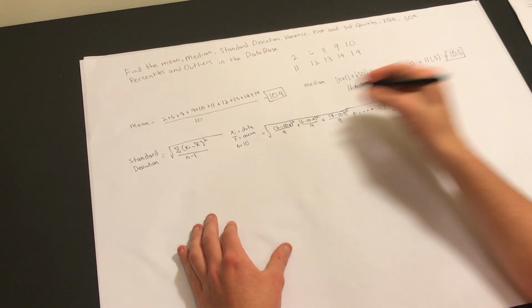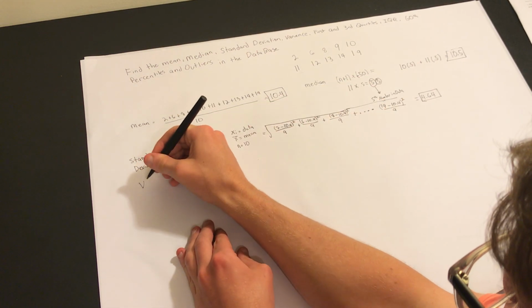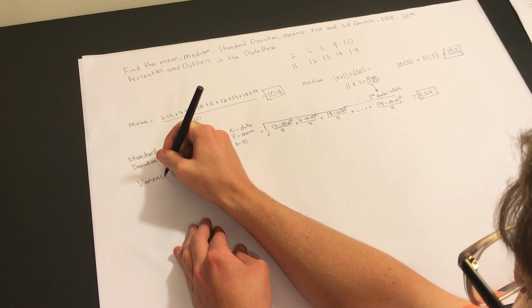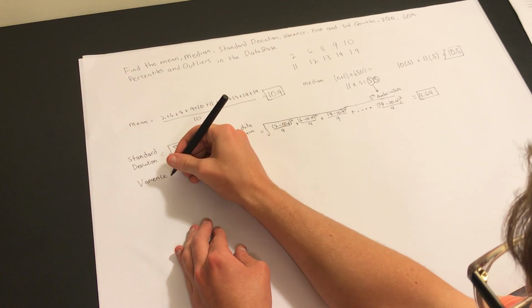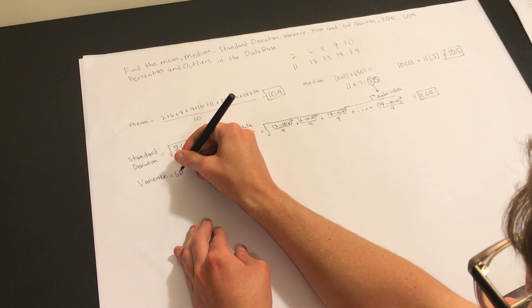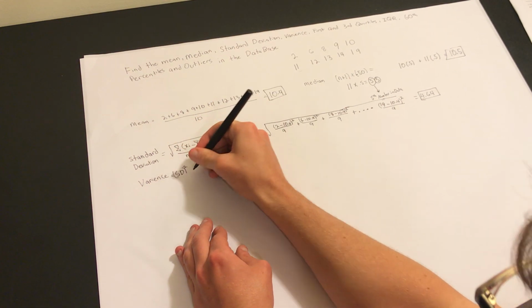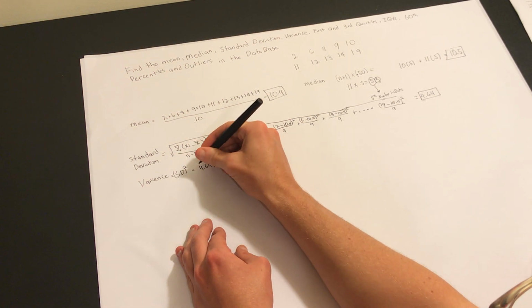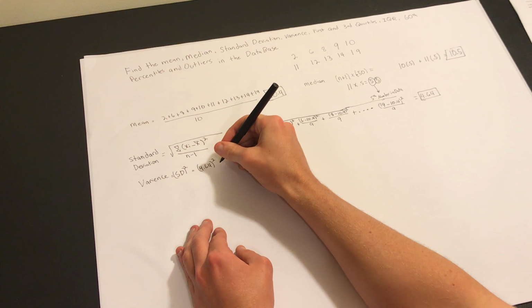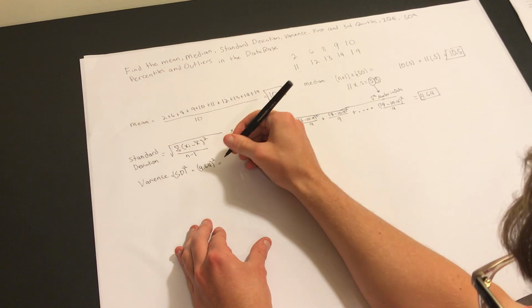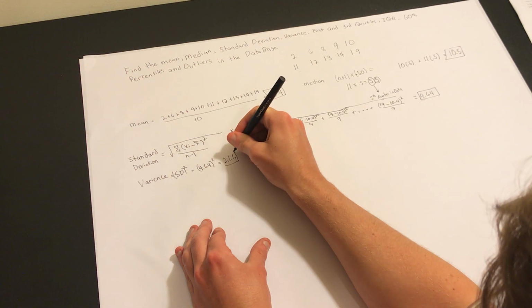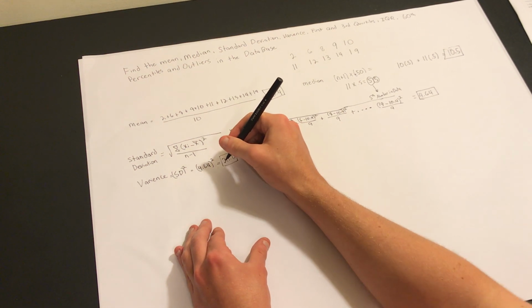We've already done the standard deviation, so the variance is probably the easiest one to calculate once you've done all of this. It's just the standard deviation squared. So it's 4.64 squared, which equals about 21.6. That's just something that you have to be able to know how to do.